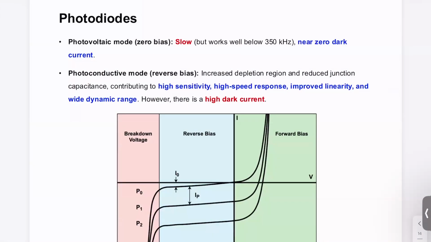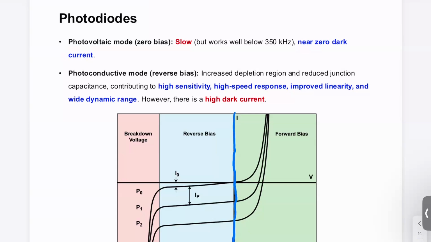So we can use photodiodes in two modes. The first one is the photovoltaic mode. That means there's a zero bias. Here you apply zero voltage to your photodiode, then that means there's zero dark current. There's no current in the dark. Then when there's light, when you increase your light intensity, your photocurrent will also increase. That's the photovoltaic mode.